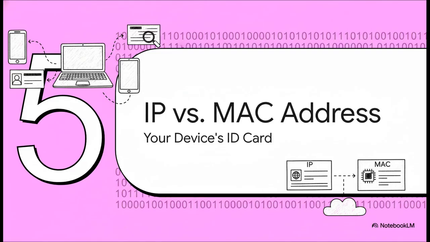So for any of this to work, for data to get from one place to another, every single device on a network needs a unique identity. It needs a name, an address. It's kind of like a digital ID card. And every device actually has two of them, an IP address and a MAC address.